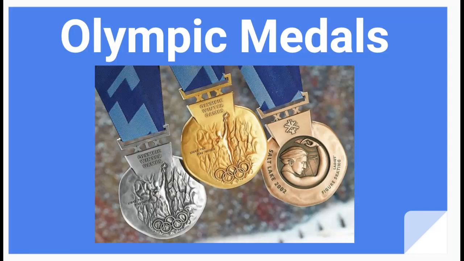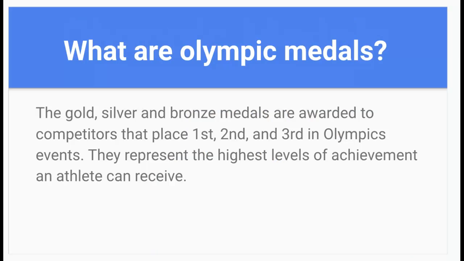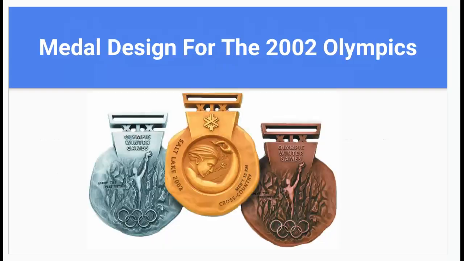Time for the final Olympic design, the medals. An Olympic medal is one of three types. It's either a gold, silver, or bronze medal for first, second, and third place in an Olympic event. The medals in the Olympics represent the highest level of athletic achievement an athlete can receive. It is the highest recognition you can earn as an athlete.